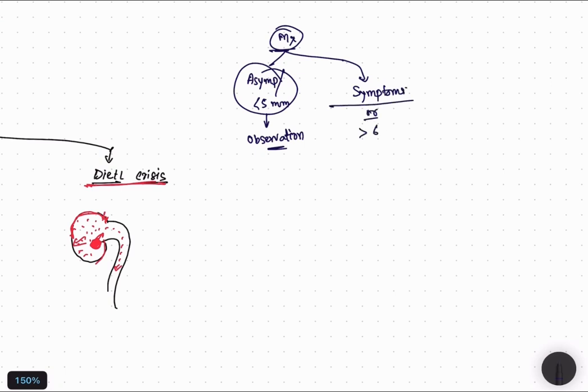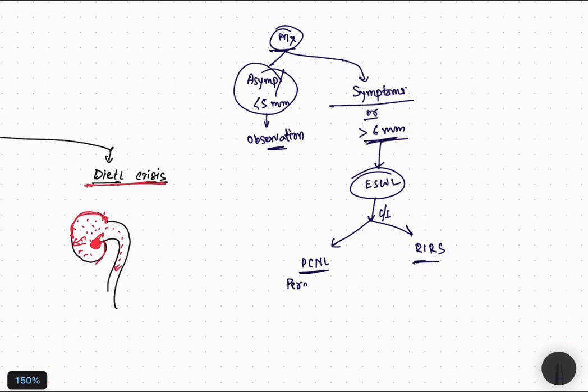But if the patient is having symptoms, or the stone size is more than 5 to 6 millimeter, in that case, if the condition permits and there is no contraindication, we go for ESWL, extracorporeal shock wave lithotripsy. But if there is a contraindication for that, we either have to go for PCNL, percutaneous nephrolithotomy, or RIRS, that is retrograde intrarenal surgery.